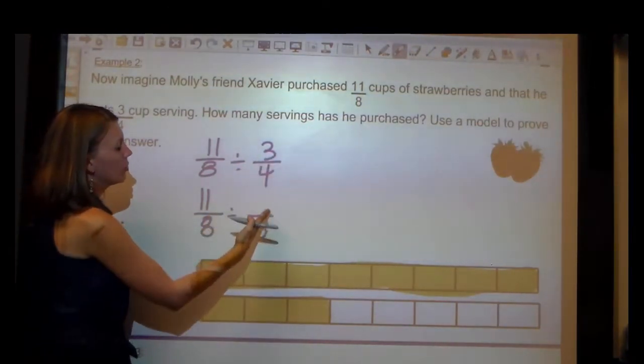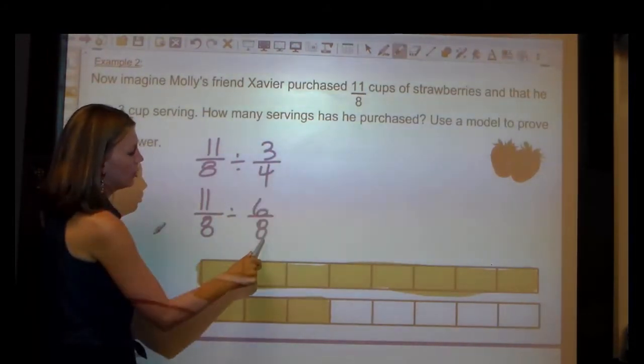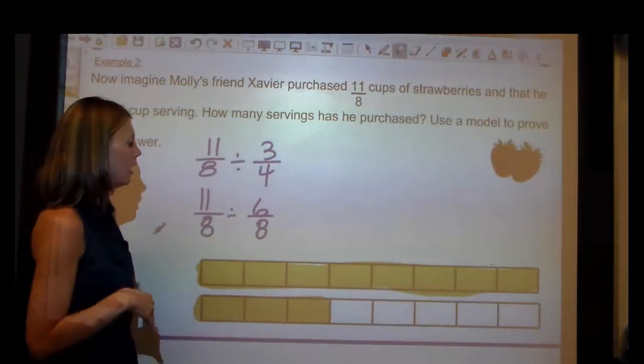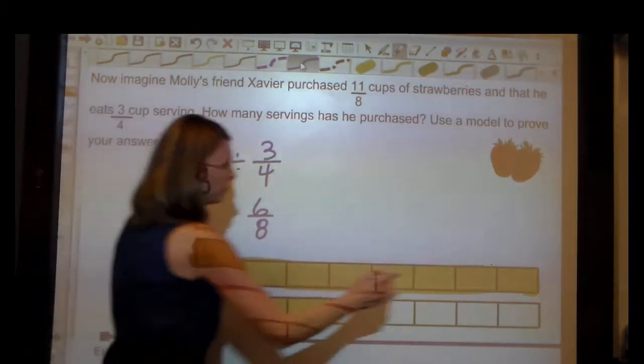So to go from 3/4 to so many 8s, I would double this. So I would double my numerator because 4 times 2 is 8, so 3 times 2 is 6. I want to do the same thing to both the numerator and the denominator. And now I'm going to circle groups of 6.